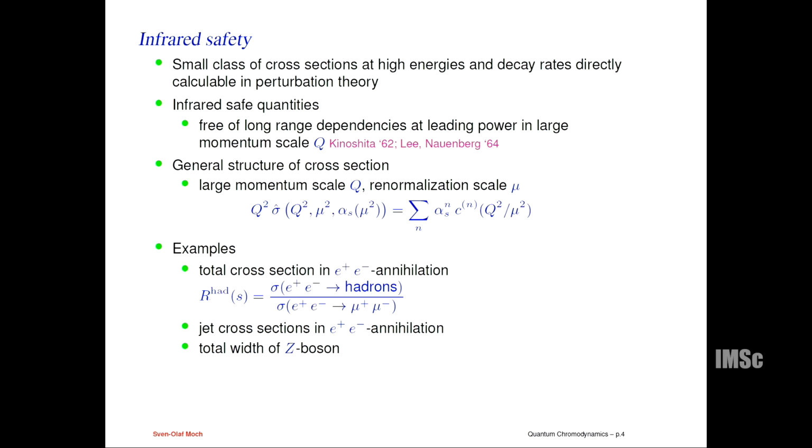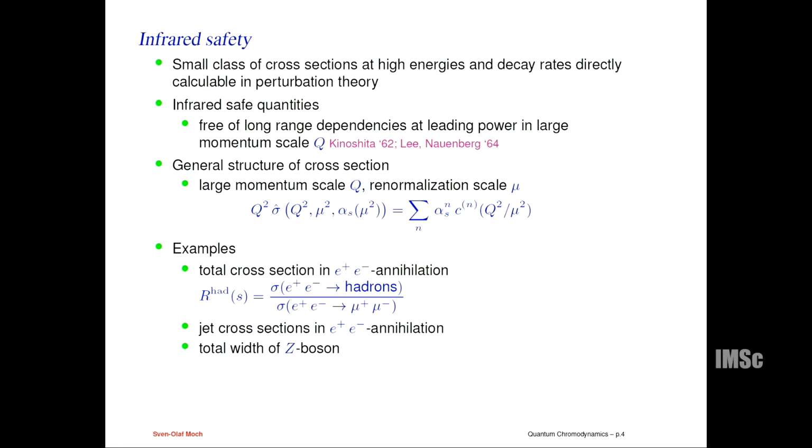So today I'd like to talk about infrared safety. That means that when we take textbook QCD and try to apply it, we can only calculate a very small number of cross-sections directly in perturbation theory. This small class are infrared safe quantities, which are free of any long-range dependence, at least at the leading power in some large momentum.